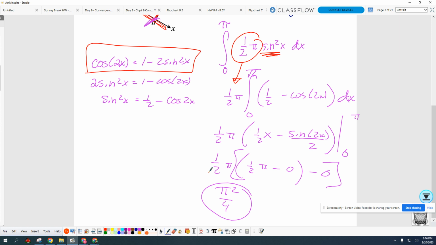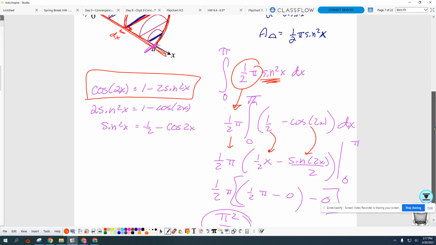Wait, so you went from sine squared to cosine double angle? Yes. Because I can integrate cosine 2x, I can't integrate sine squared. So I swapped it out using some trig identities. And no, I've never seen them ask you to be able to do that. I'm just showing you to see how we got there.